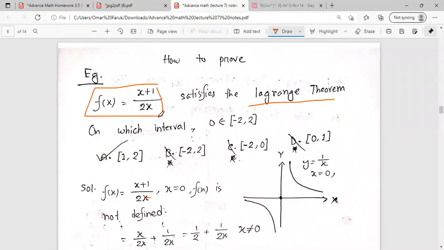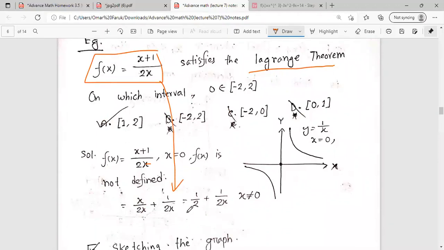Okay, so here is our function. And we can break down this function this way. So it is 1 by 2 plus 1 by 2x. Now we cannot take 0 here, right? So if I draw this function, it will look like this way. And if x is equal to 0, then our function has no value. Because if x is equal to 0, then the whole function becomes undefined.